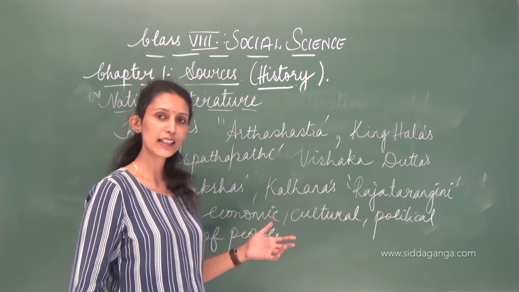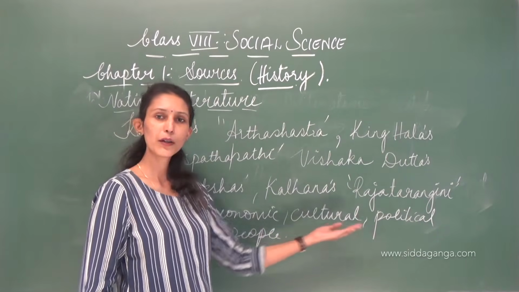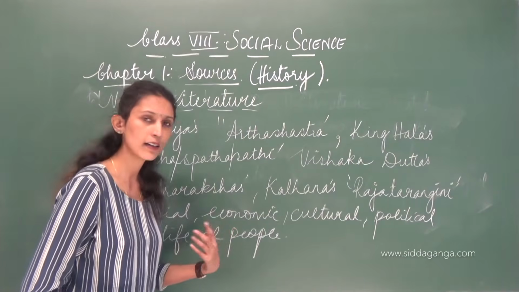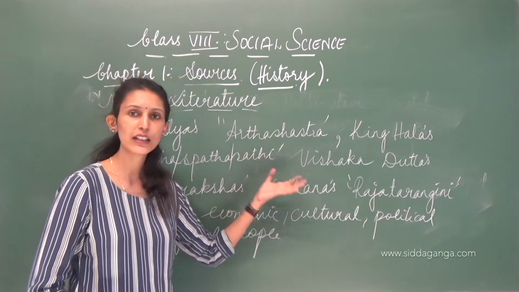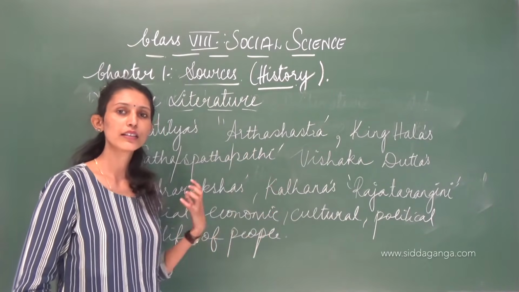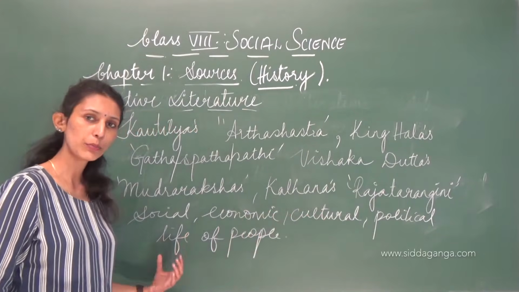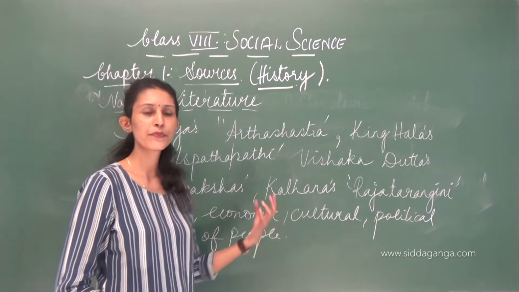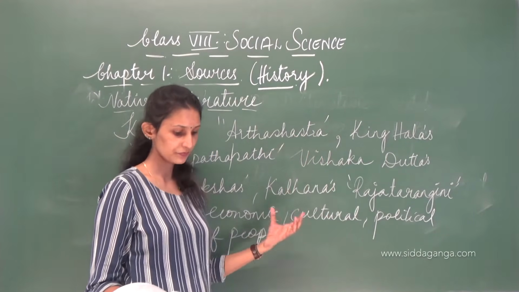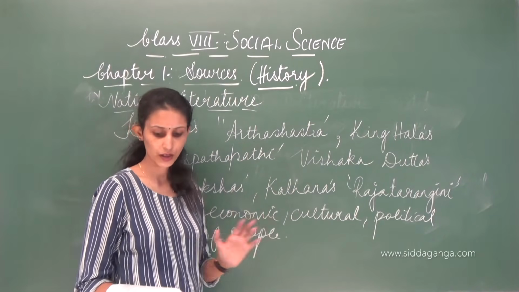Cultural, what are the cultural practices, what are the traditions practiced, any rituals that were being practiced, the political situation, how did they administer their society there. All this has been put down in these works. They have tried to tell us about the social, economic, cultural and political life of the people living there. Now this is native literature.